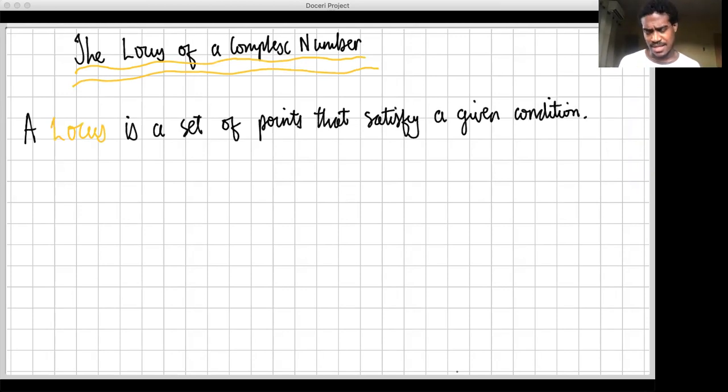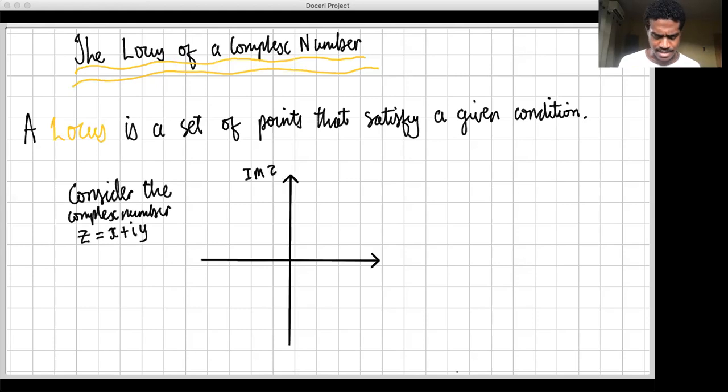So let's consider a complex number z is equal to x plus iy. Let me just drop a little Argand diagram here with no plots, nothing, just the axes. If we look at z is equal to x plus iy, that could be anywhere here, because x is any real number, y is any real number, right?